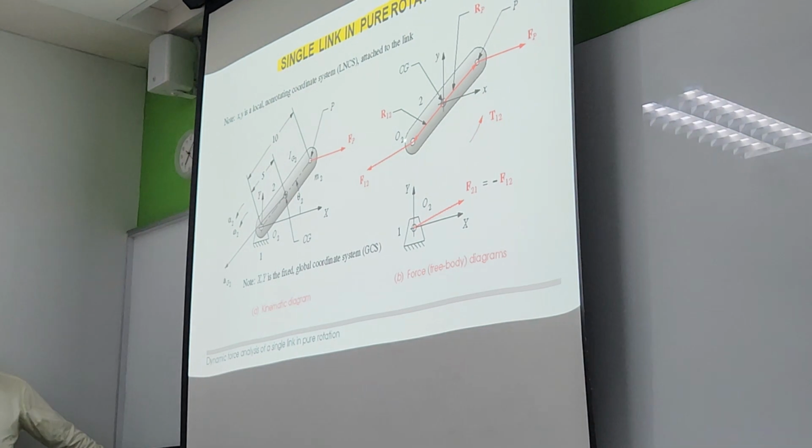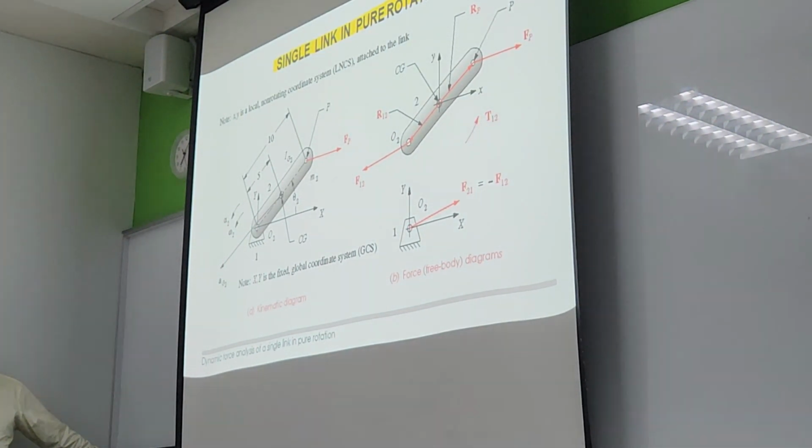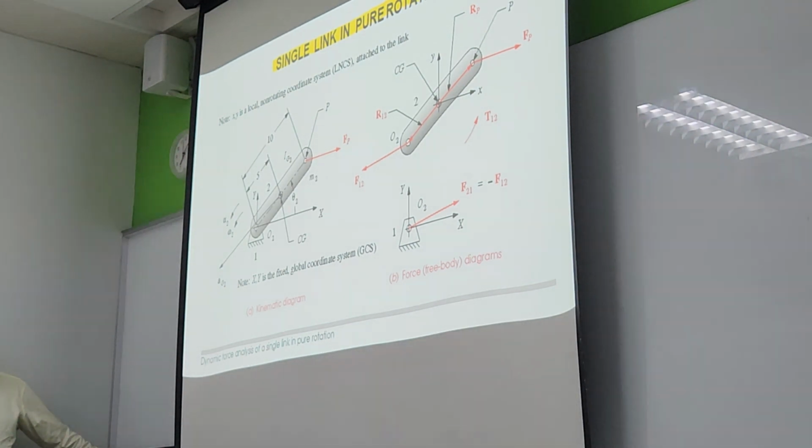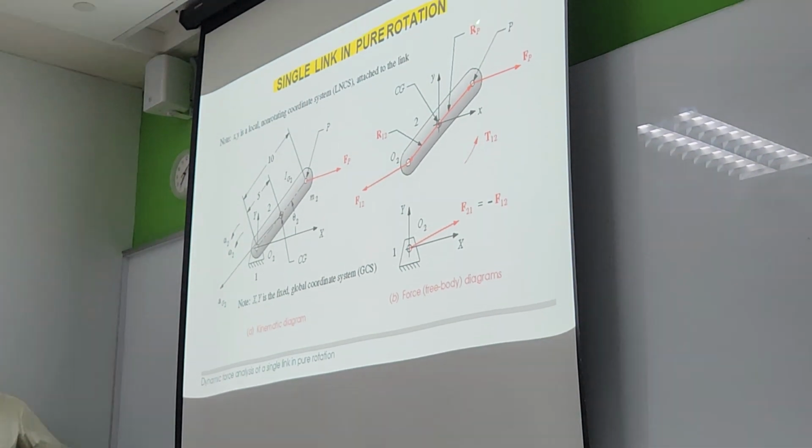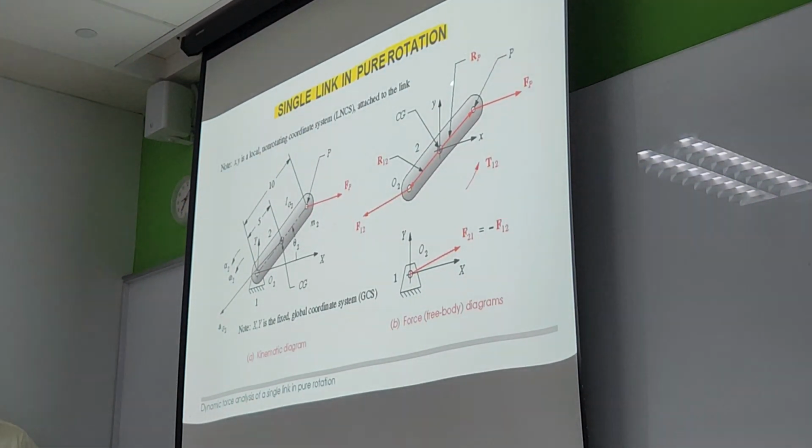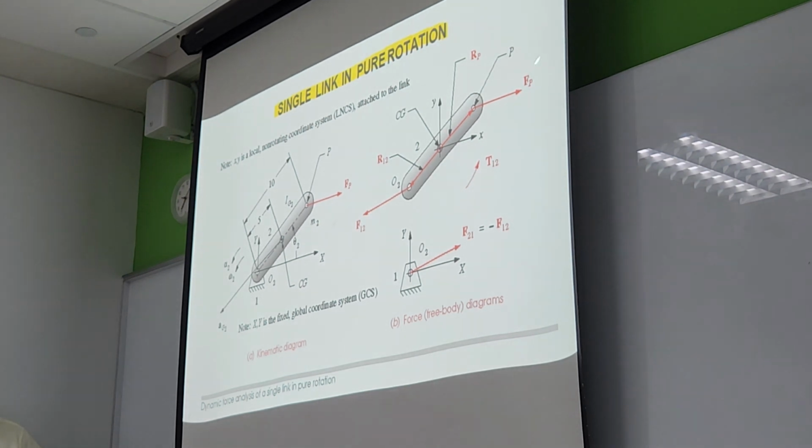Now what are the other things we have? The two important things you can see are R12 and RP. R12 is the position of 1 from 2, from the center of gravity of link 2 to point 1. This is the position vector, you can see the arrow here, measured from the center of link 2. Similarly, RP is the position vector from the center to point P. So we have two position vectors, R12 and RP, and two force vectors, F12 and FP.